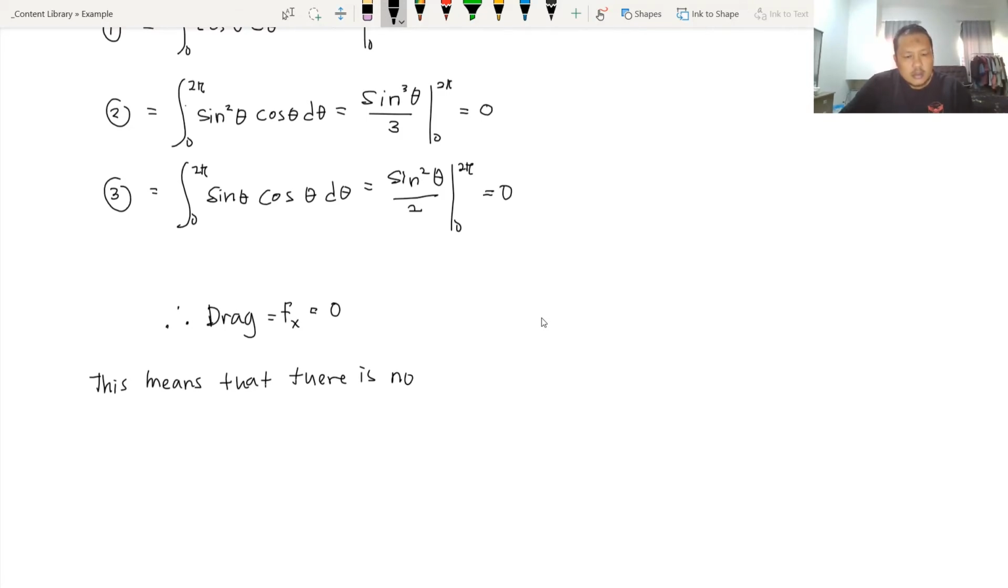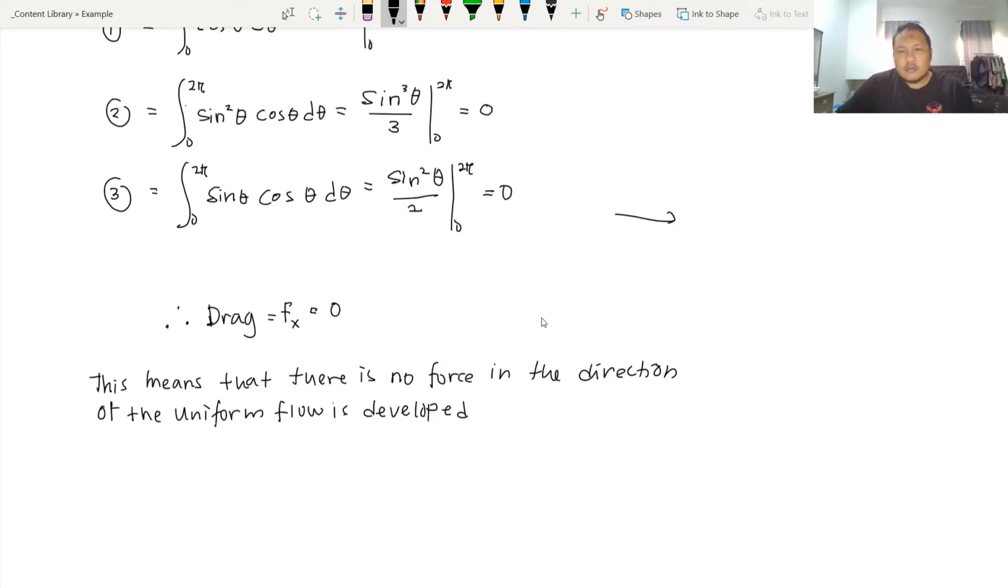there is no force in the direction of the uniform flow. So this means that if the uniform flow hits like this, then we have the vortex here.